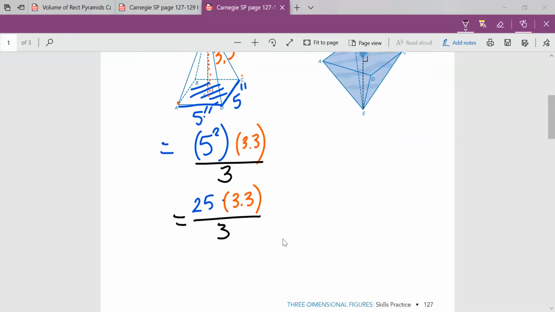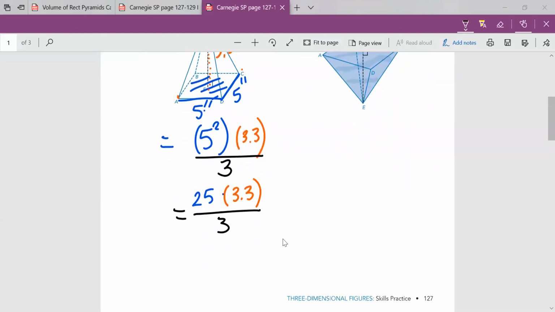And you should have your volume. So let's do this. 25 times 3.3, and you're going to want to hit the enter button before you divide. Enter, divided by 3 is equal to 27.5. Okay, now your problem is never complete until you have a unit on there.